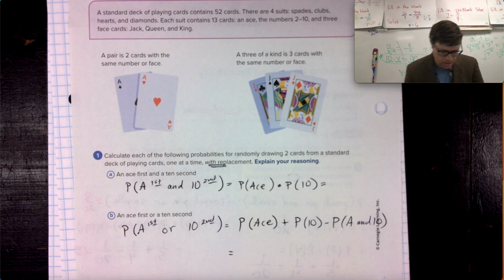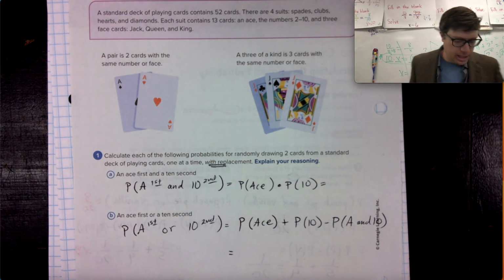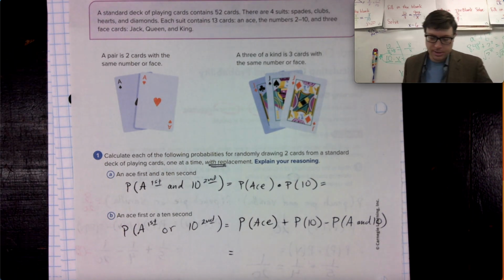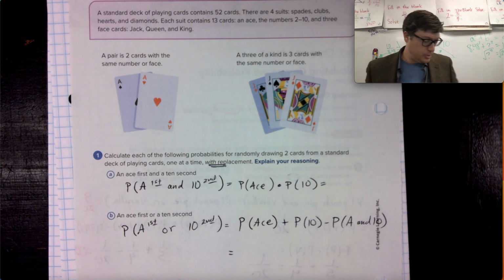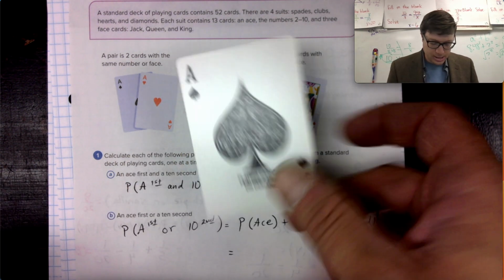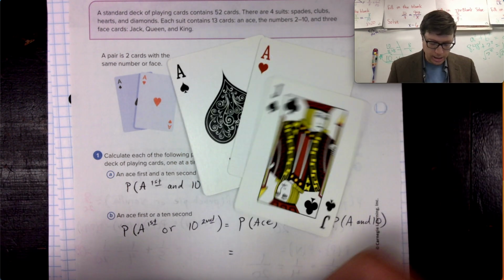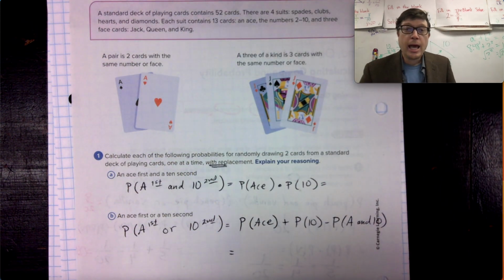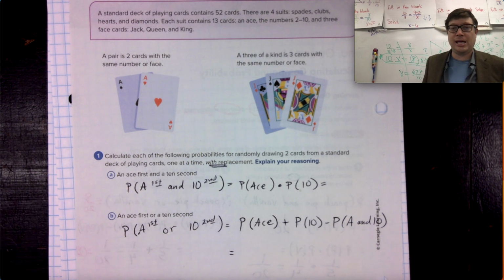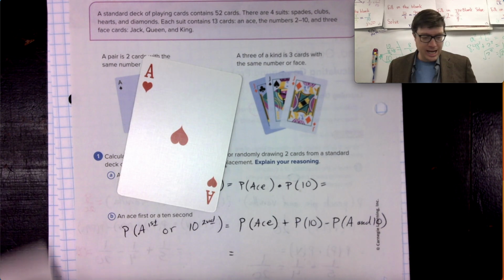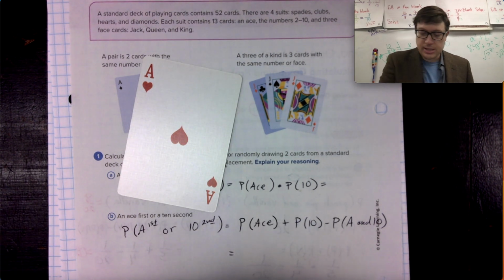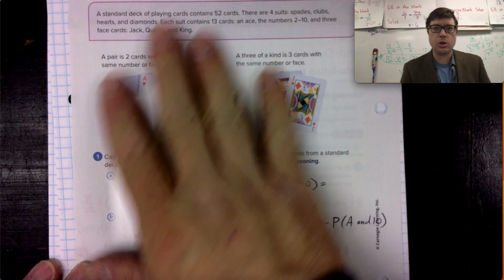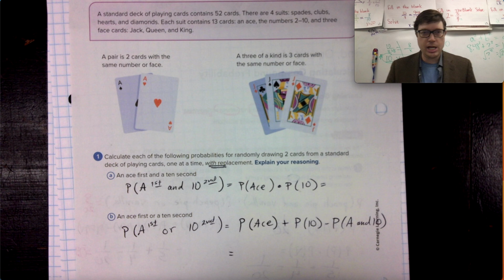Okay? A standard deck of playing cards contains 52 cards. There are 4 suits. So, reminder, the suit is spades, hearts, clubs, and diamonds. That's the shape of the symbol. And each suit contains 13 cards, from an ace to a 2, 3, 4, 5, 6, 7, 8, all the way up to kings. That's 13 total cards. And the numbers are 2 through 10.